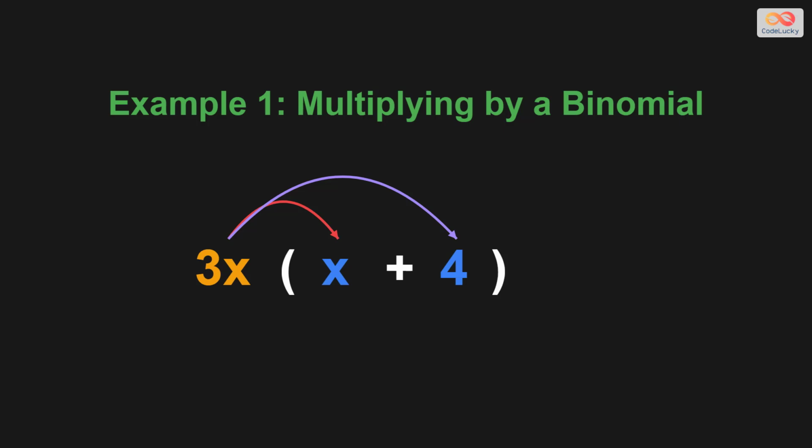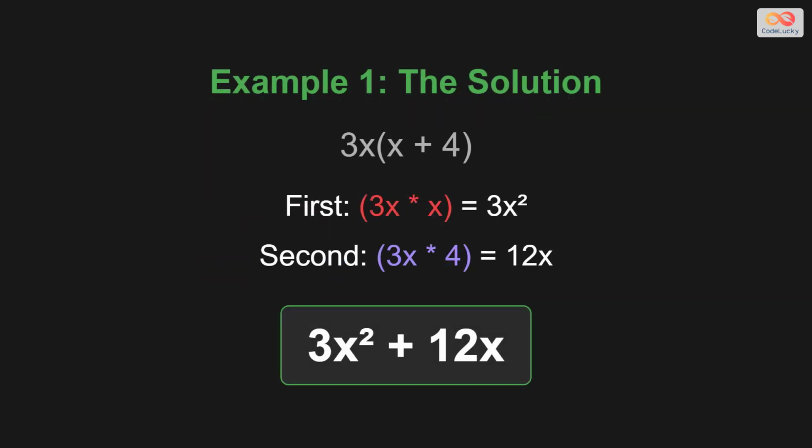Let's look at our first example. We want to multiply 3x by the binomial x plus 4. We need to distribute the 3x to both the x and the 4. Let's break it down. First, we multiply 3x by the first term, x. This gives us 3x squared. Then, we multiply 3x by the second term, 4. This gives us 12x. Putting it all together, our final answer is 3x squared plus 12x.